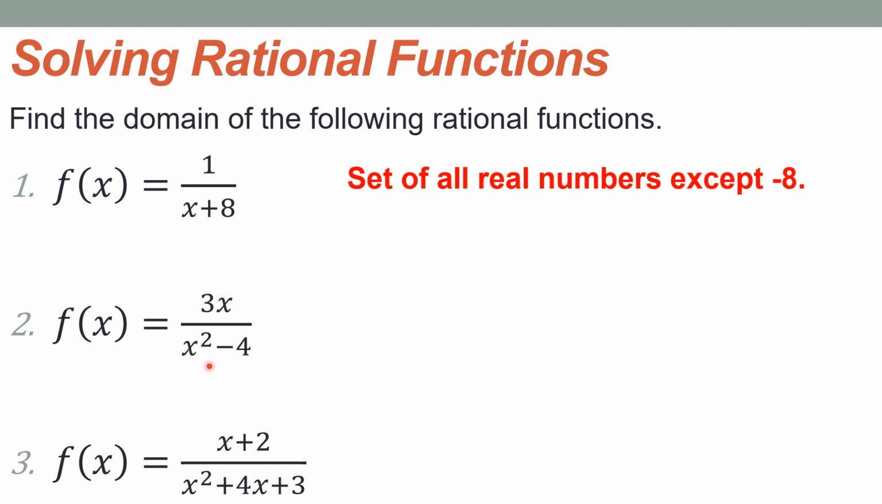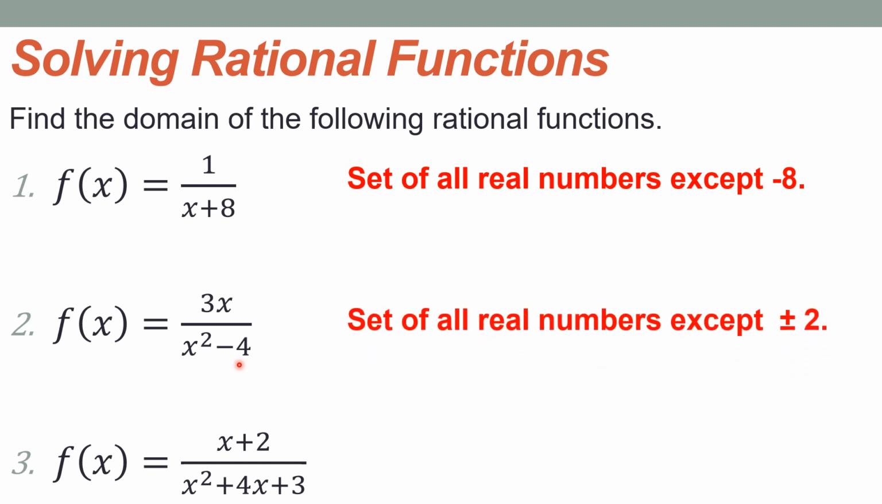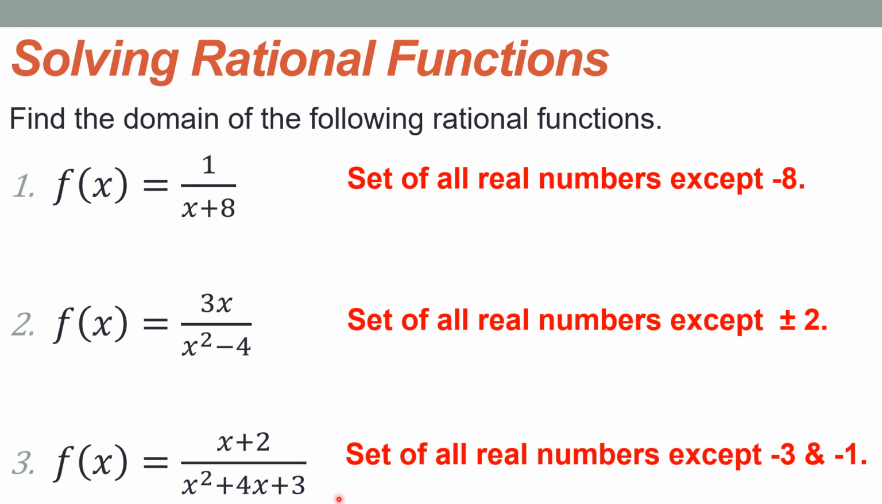Okay, so this one, just like our example earlier, x squared minus 4 is equal to 0. X squared is equal to positive 4. Extract the square root of both sides. We come up with x is equal to positive and negative 2. So the domain would be the set of all real numbers except positive and negative 2. Whereas for this one, just like what we have learned earlier, x squared plus 4x plus 3, we're going to factor this out, giving us the values of x, negative 3 and negative 1. So the domain for this rational function is the set of all real numbers except negative 3 and negative 1.